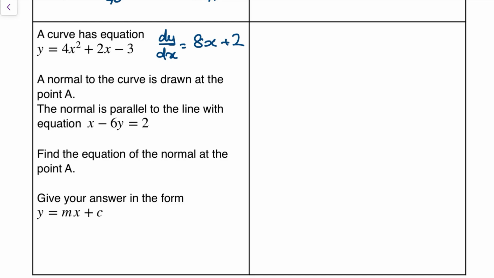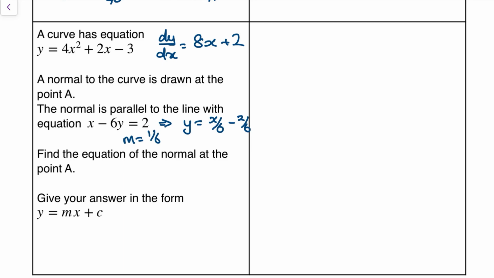A normal to the curve is drawn at the point A. The normal is parallel to the line with equation. So I can rewrite this one as y equals, it's x over 6. I don't really care about the other bit, but I'll write it anyway. So x over 6 minus 2 over 6. In other words, the gradient of this line, so the normal's parallel to this line, is 1 over 6. Right, so seemingly I've done two things that don't seem to connect. I've got a function for my gradient, and I've got a function whereby it gives me the normal.